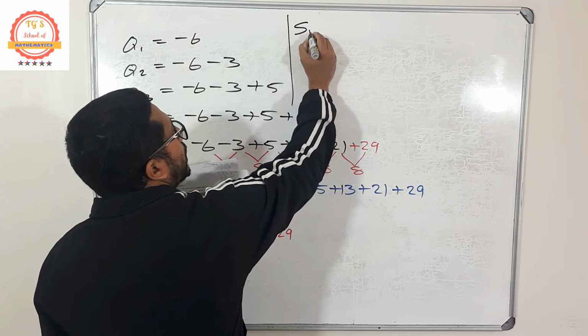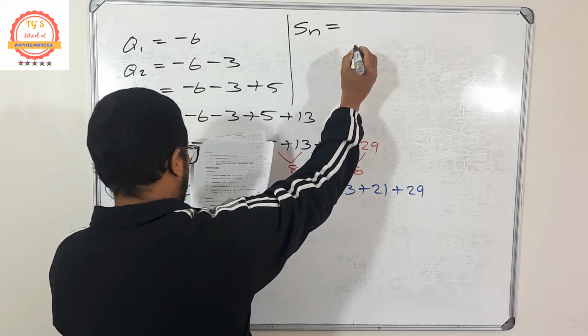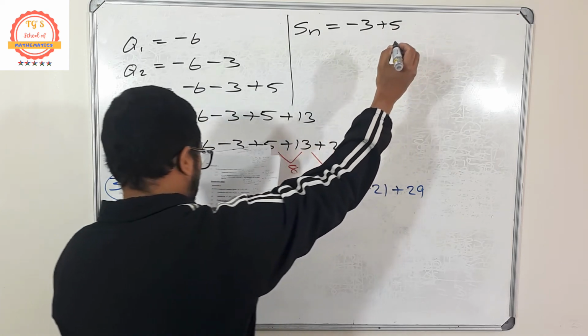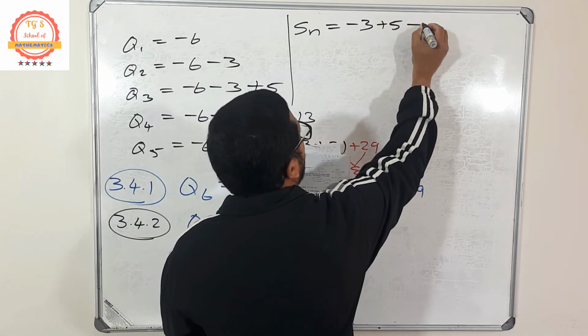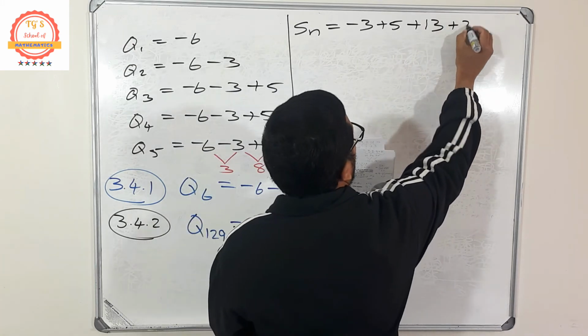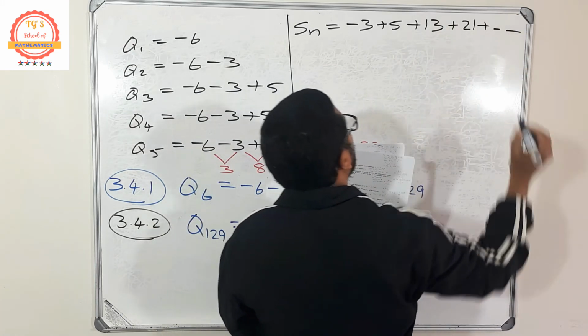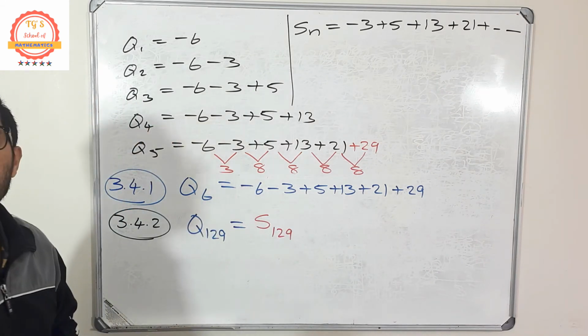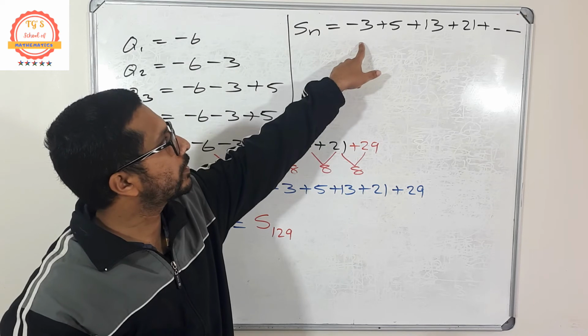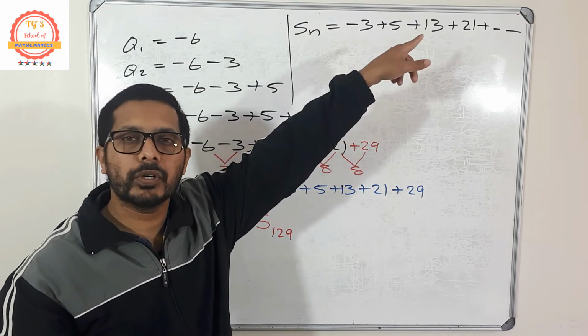At the beginning of this question, Sn is equal to minus 3 plus 5 plus 13 plus 21 plus etc. That is the sequence given. Sn is equal to minus 3 plus 5 plus 13 plus 21 plus etc.